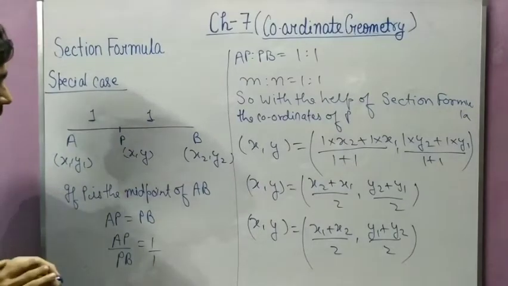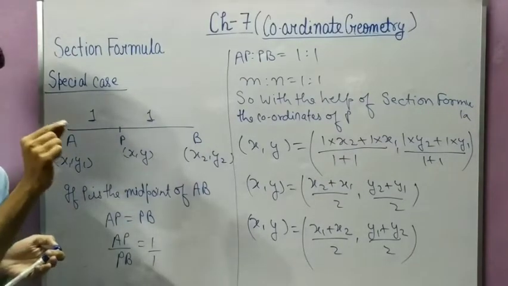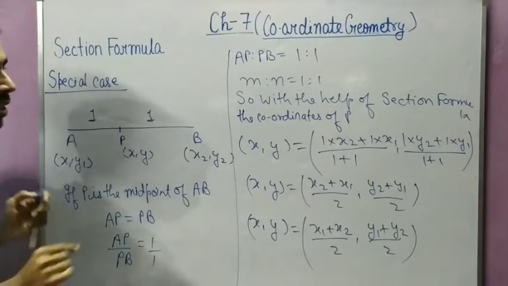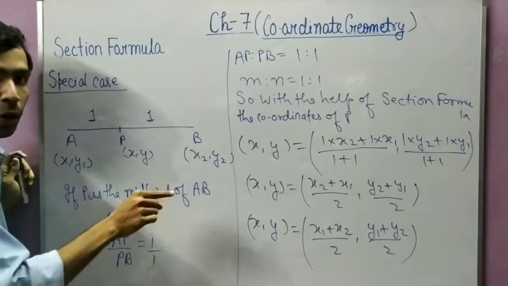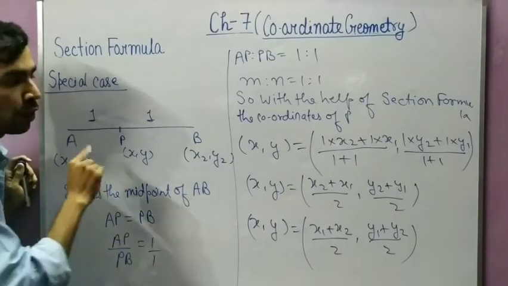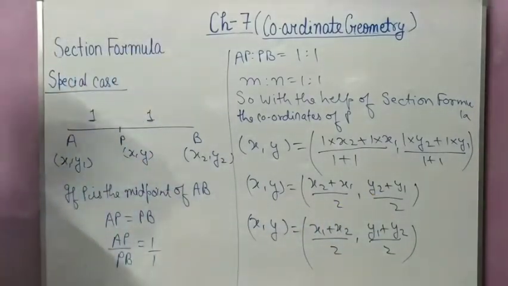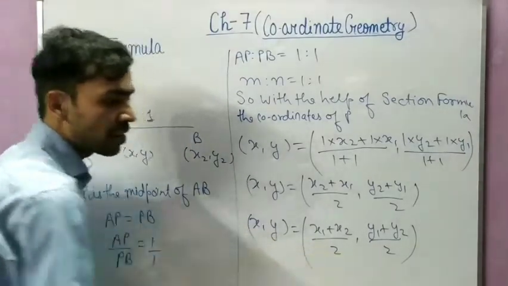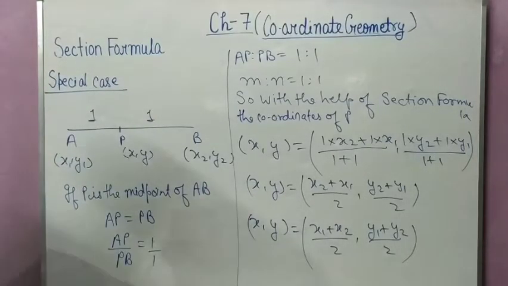Now the section formula was m into x2 plus n into x1 upon m plus n. So 1 into x2 plus 1 into x1 upon m plus n, so 1 plus 1 is 2, and similarly for y also. Seeing this we can say the value of x will be x1 plus x2 by 2, and the value of y will be y1 plus y2 by 2.